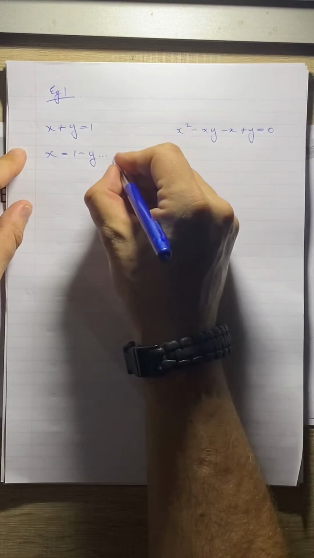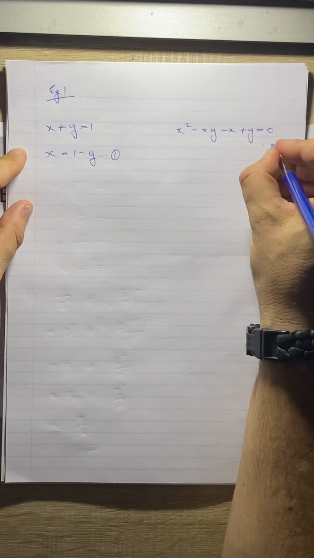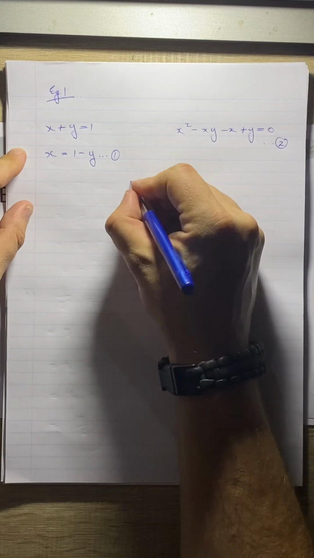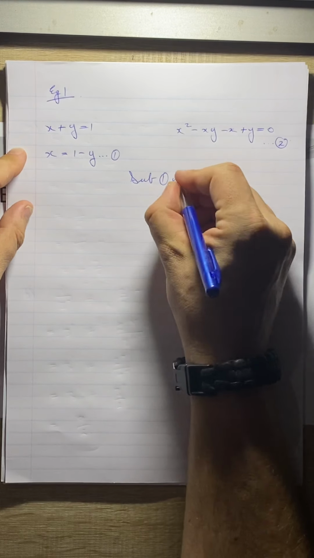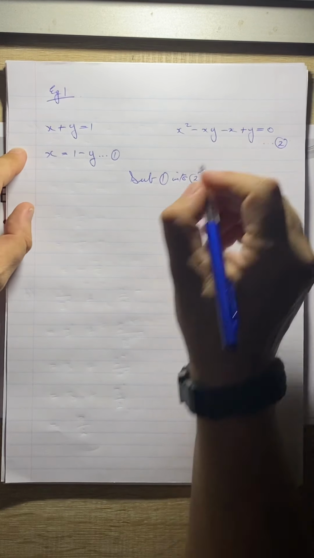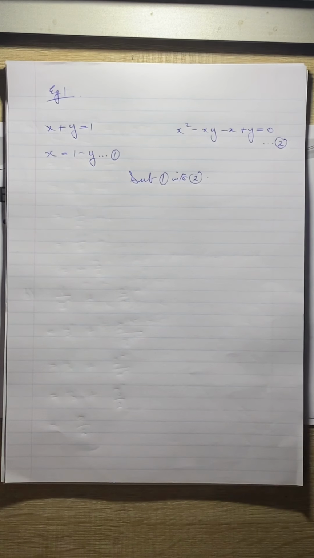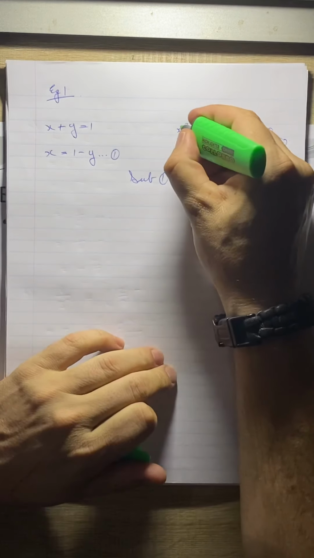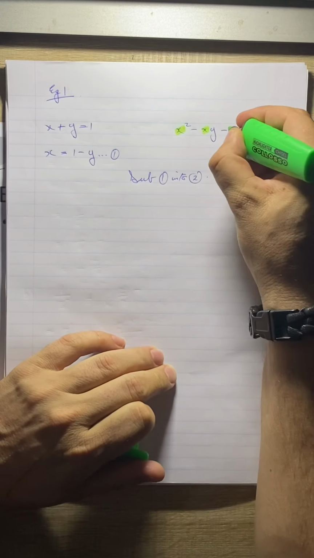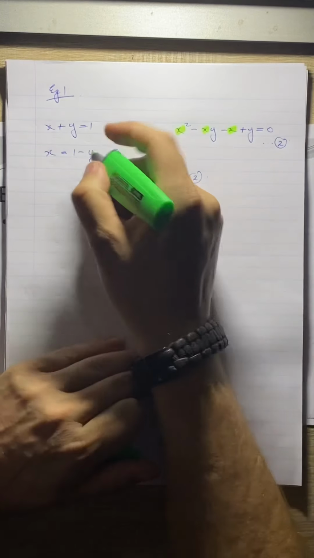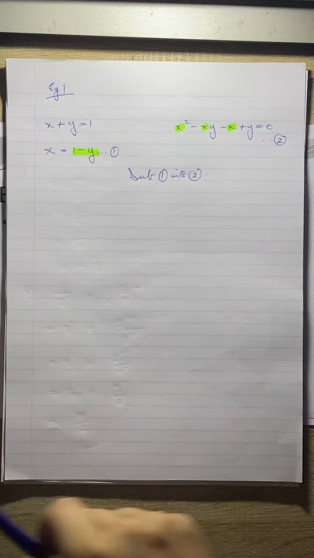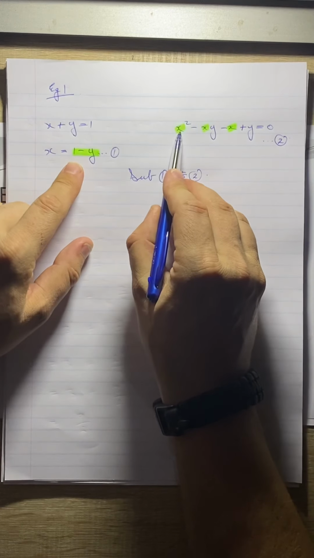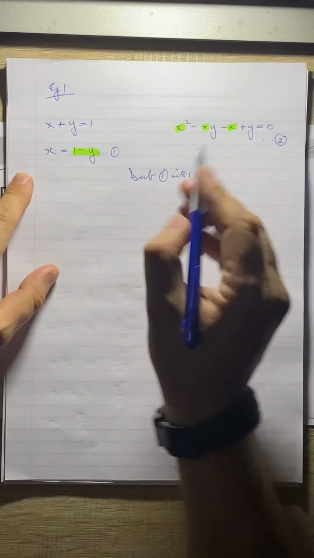So let's do that. So we can say x is equal to 1 minus y. If I call this equation 1 and this one over here equation 2, and I say sub equation 1 into equation 2. In other words, wherever I see an x in equation 2, there's an x, there's an x, there's an x, I'm now going to replace that x with that 1 minus y. So let's do that. So this x in equation 2 will be changed to 1 minus y.